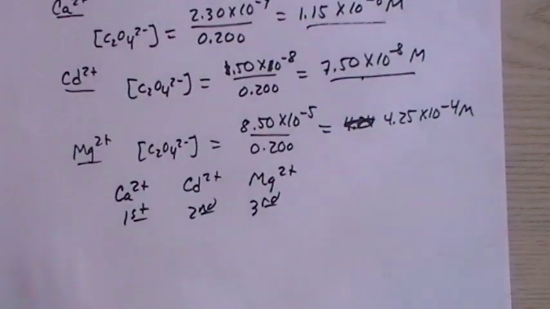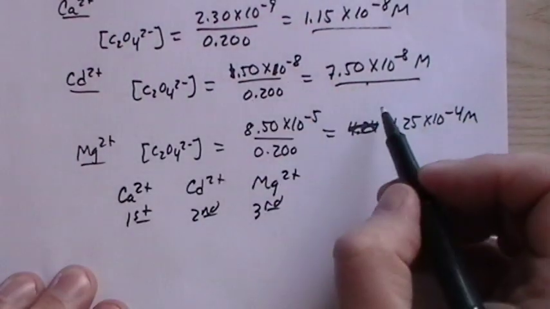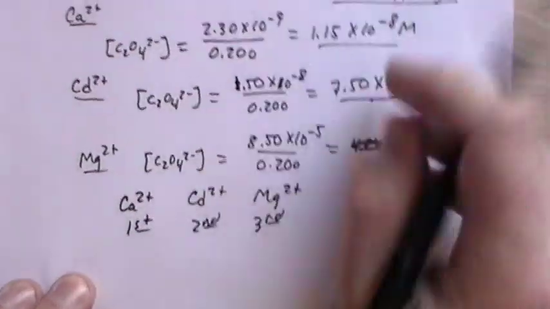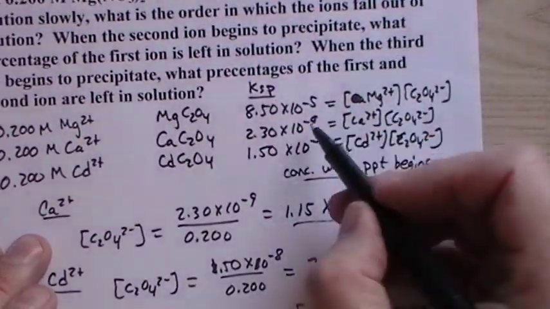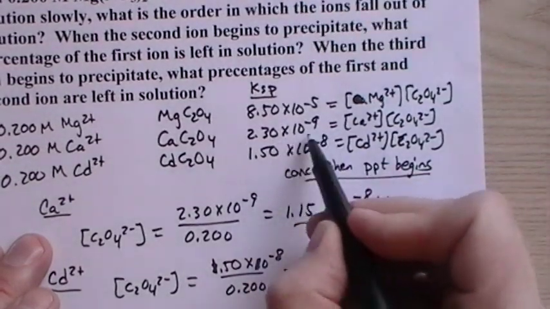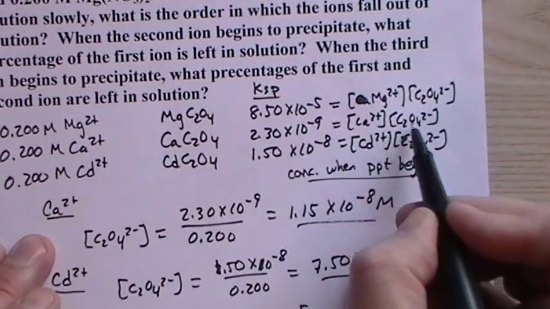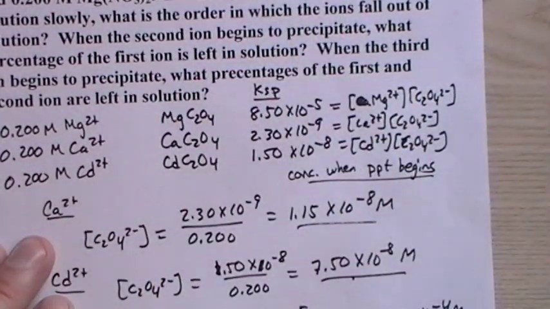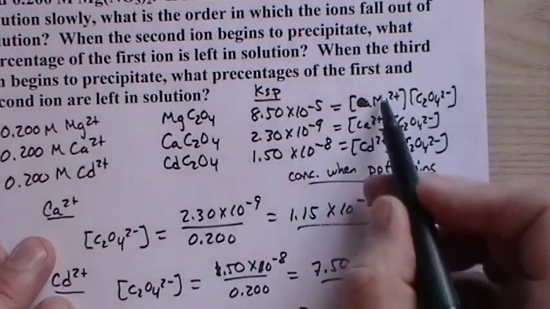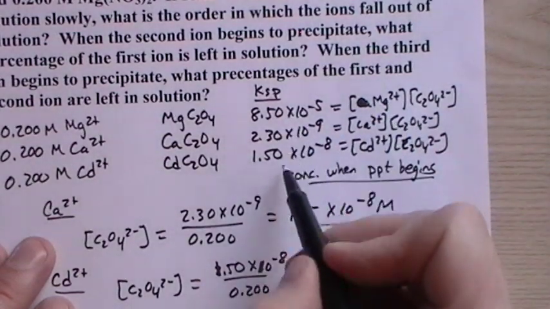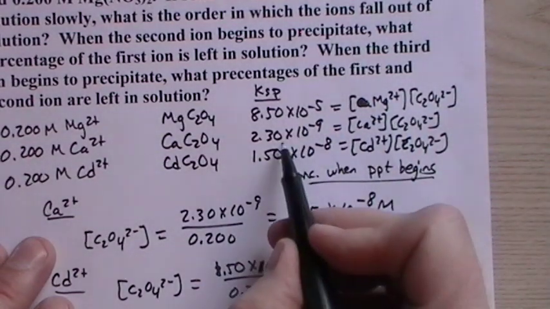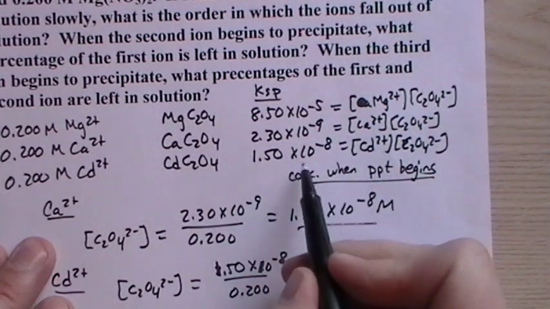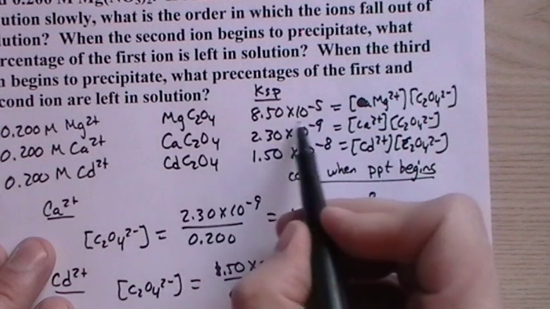So we figured this out, that's nice, and we're going to need these numbers, but you can also look at the KSPs. Notice that the calcium has the lowest KSP, which means it's going to need the lowest concentration, since that's why we chose these to be 0.2. So each of these is 0.2, so we don't have anything else to worry about. They're all the same concentration, so looking at the KSPs will tell us the same thing. Whichever one has the smallest KSP should fall out first. Then cadmium, and then magnesium has the highest KSP.